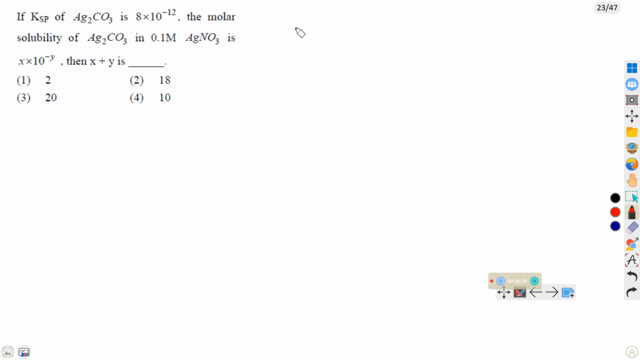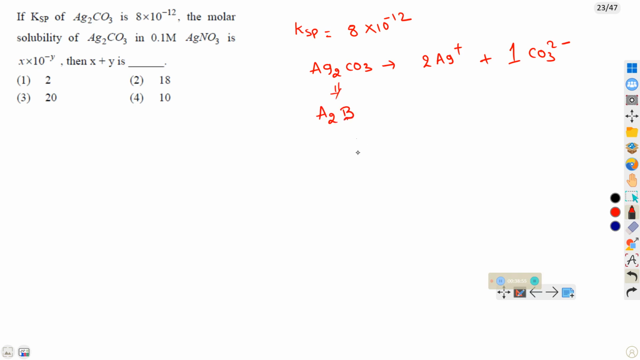KSP of Ag2SO3 is given. KSP of Ag2CO3, not SO3, 8 into 10 power minus 12. First Ag2CO3 dissociates to give 2 Ag plus ions and 1 mole of CO3 2 minus ion. Ag2CO3 is the example for A2B type of compound. KSP is equal to concentration of Ag plus ion, how many moles? 2 moles, whole square into concentration of CO3 2 minus whole power 1.